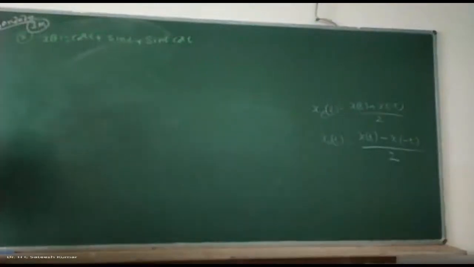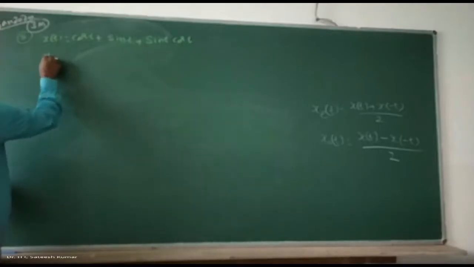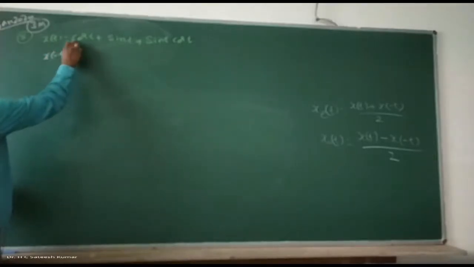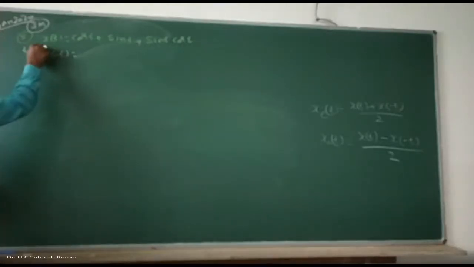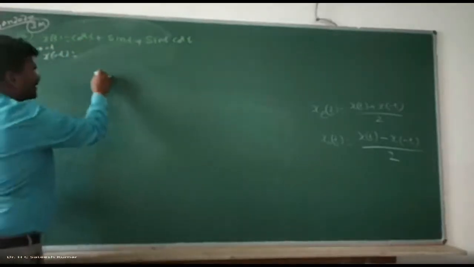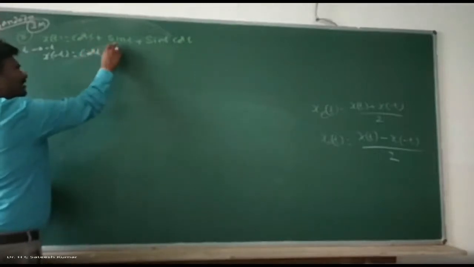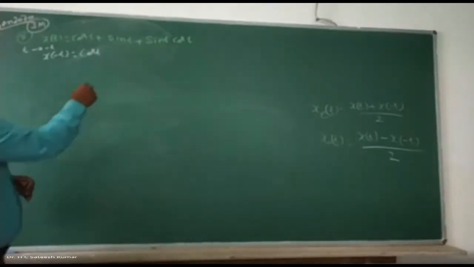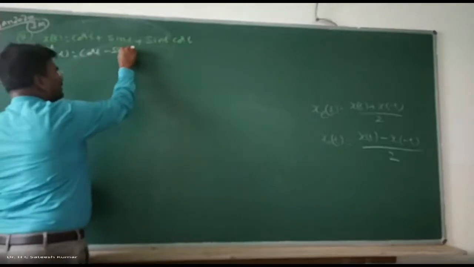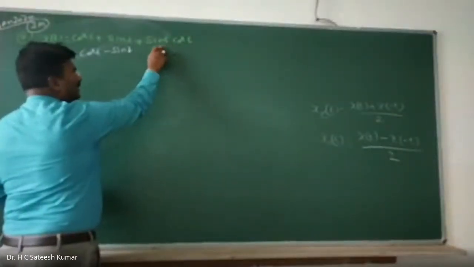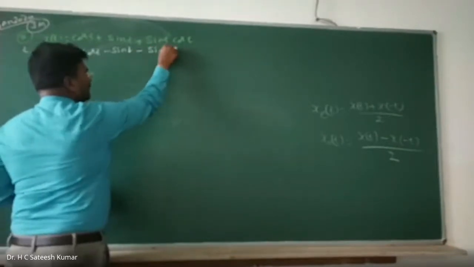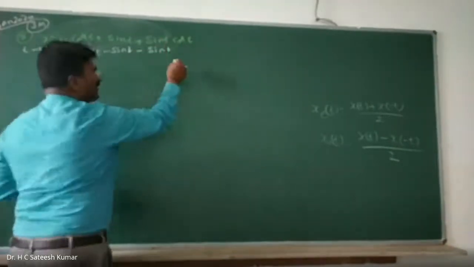Now it is very easy. You do it mathematically only, so no need to go for graphical. X of minus t you want. X of minus t is equal to cos of t, replace t by minus t. Cos of minus theta is cos theta, so you will get cos t. Sin of minus theta is minus sin theta, therefore you will get minus sin t. Replace t by minus t in the last term: minus sin t, and cos of minus t is cos t itself.